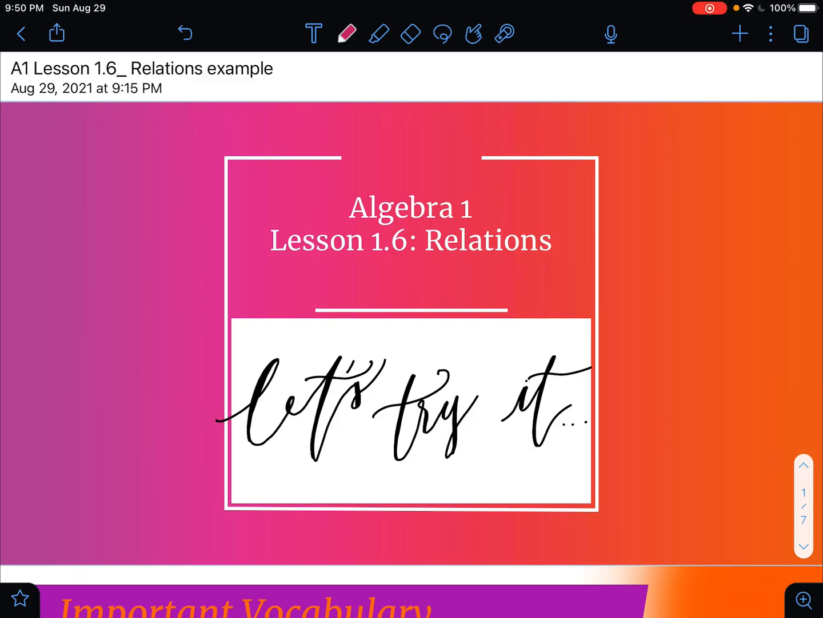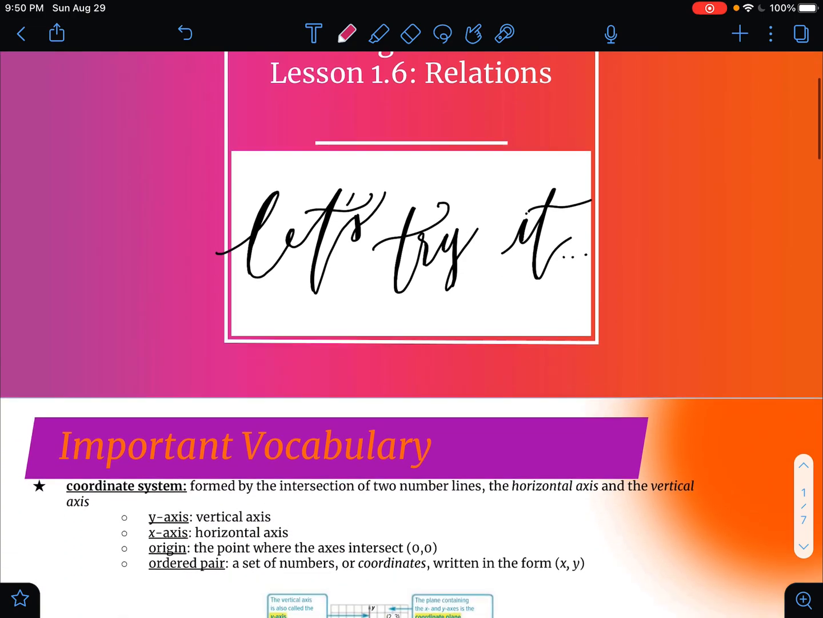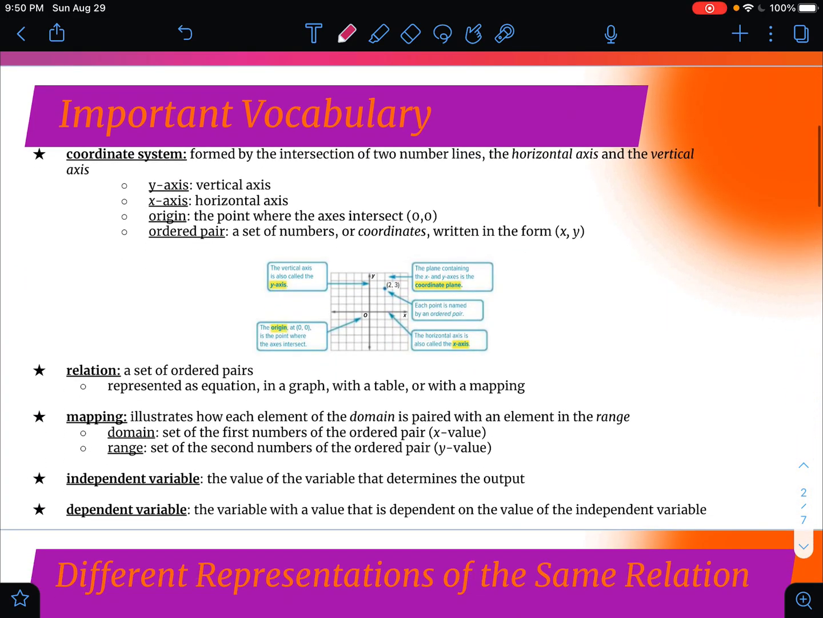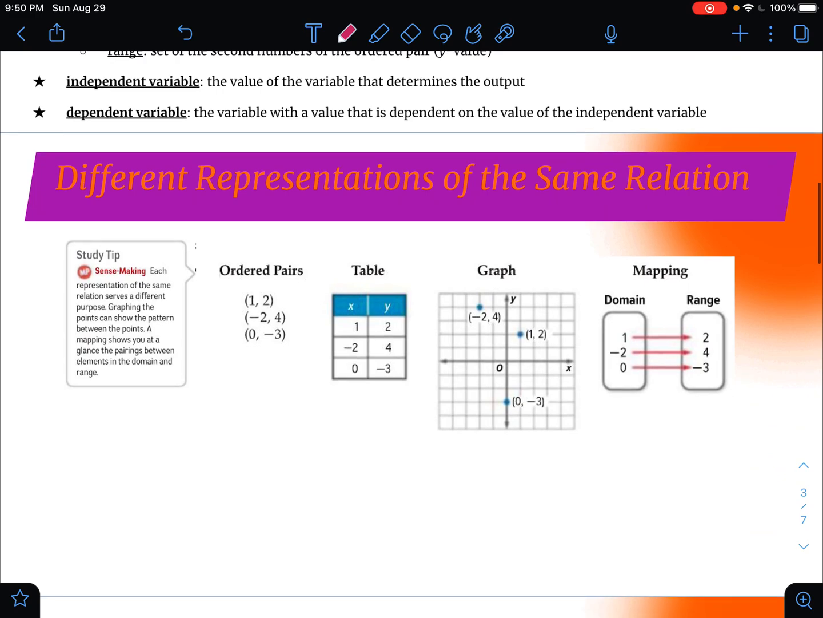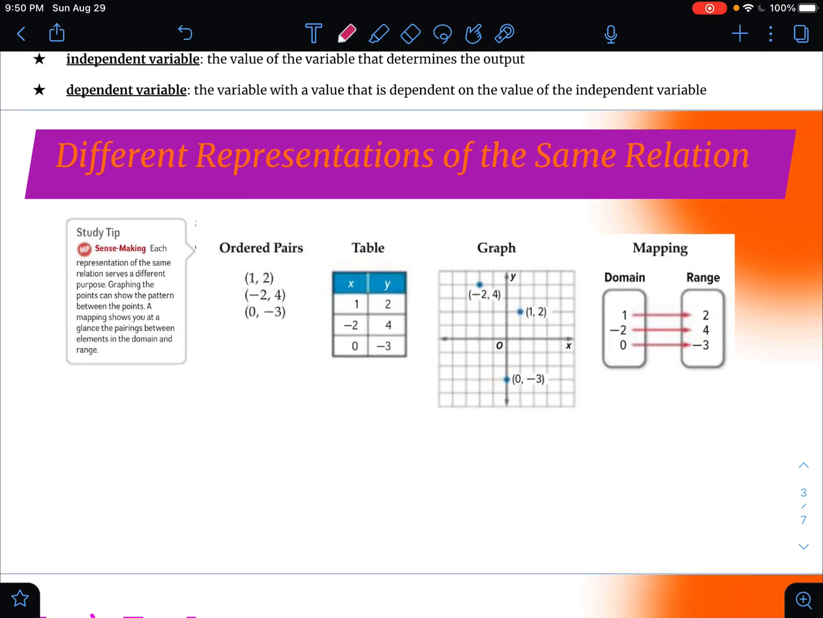I'm Bella, I'm Miss Loftus's intern, and I'm going to be doing the Let's Try problems from lesson 1.6, which is covering relations. I just included some of the important vocabulary that you went over. And this is the information regarding the first Let's Try. We're going to be using ordered pairs to fill out tables, graphs, and use mapping.